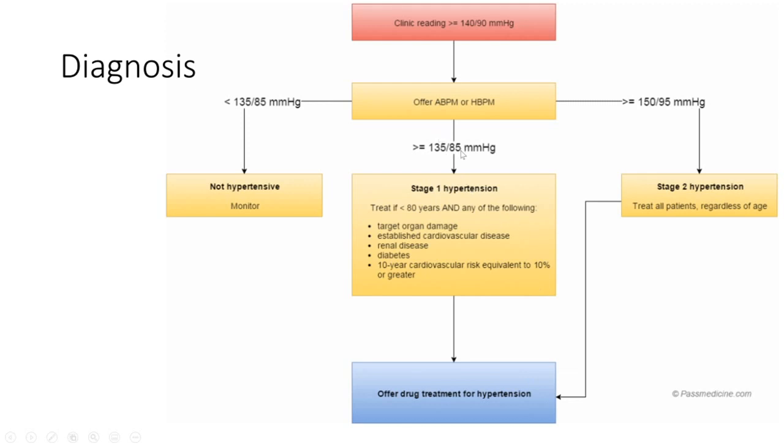If it's over 135/85 but under 150/95, that's stage 1 hypertension, and we treat if they're under 80 and have any of these other risk factors. So a 10-year cardiovascular risk of greater than 10%. That would be calculated by an algorithm, a Q-risk algorithm that works that out based on patients' demographics. And also things like diabetes, renal disease, cardiovascular disease, and other end organ damage. We would be keen to offer treatment to these patients.